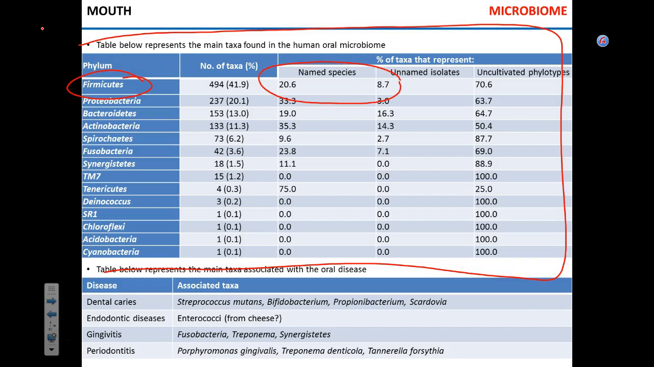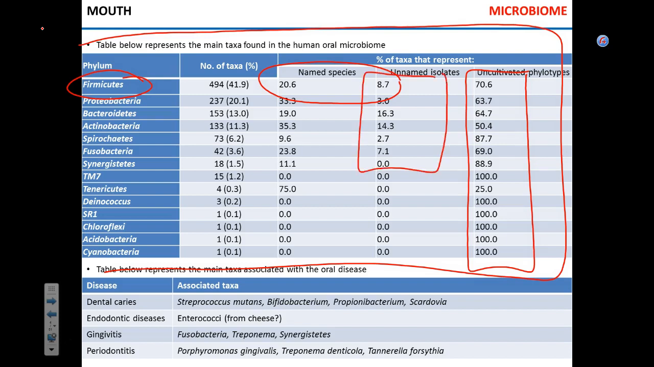the percentage that was actually cultivated, less than a third of the firmicutes in the mouth can be grown on the plate. The overwhelming majority of microorganisms that are present in the mouth microbiome are not cultivatable. You cannot grow them on the plate because we don't know the proper conditions. We still can identify them using, say, PCR or deep sequencing methods, but we can't grow them. Does that make sense?